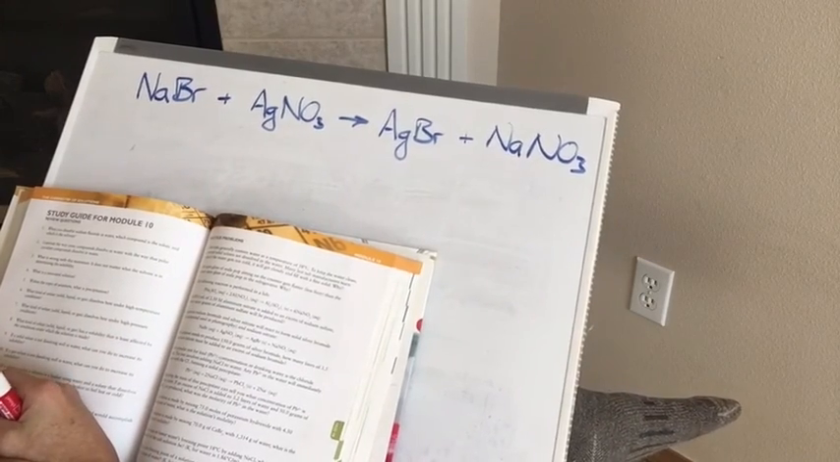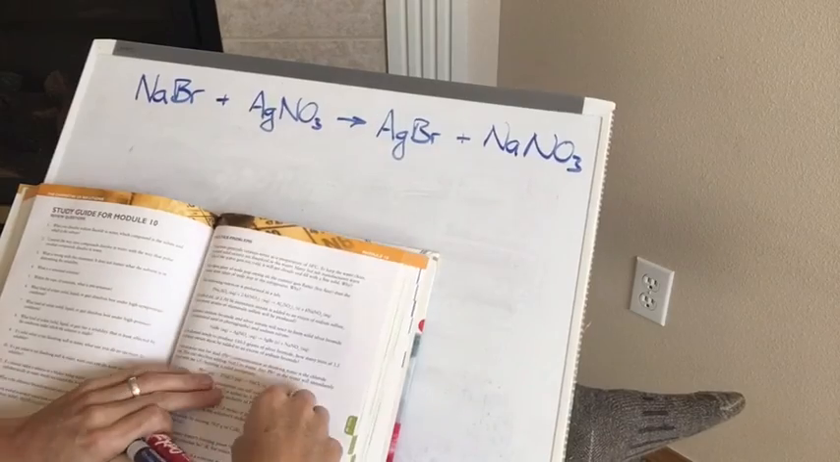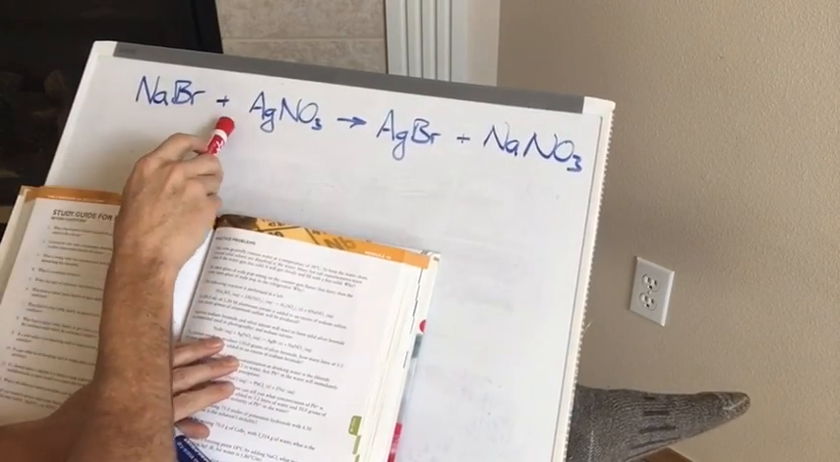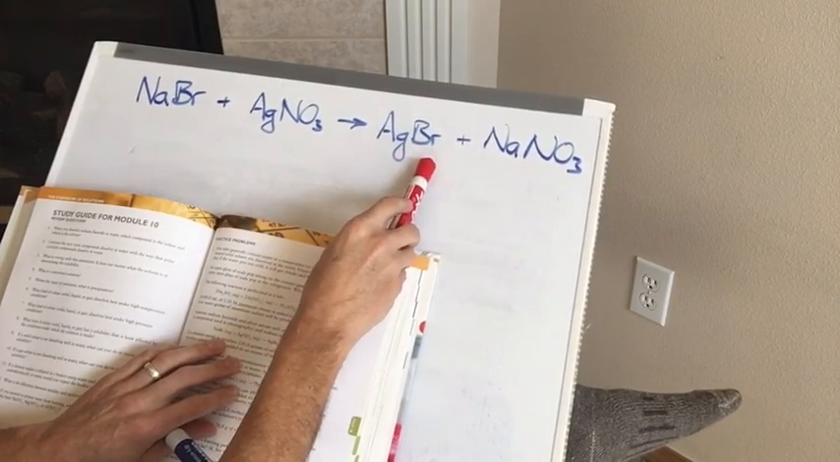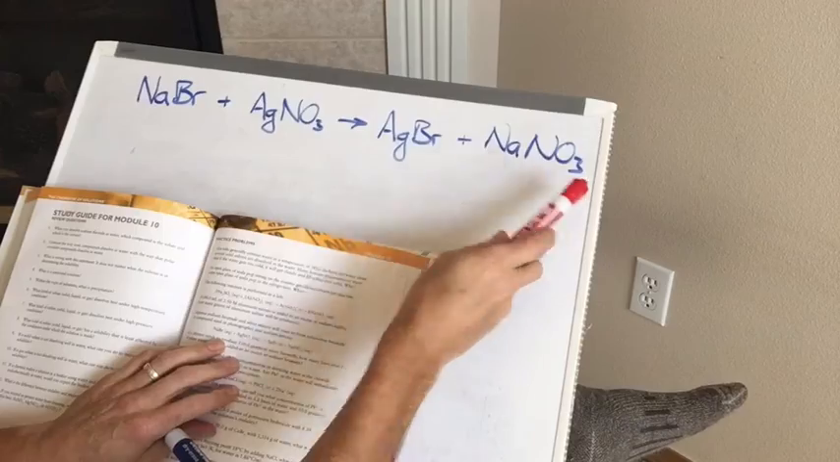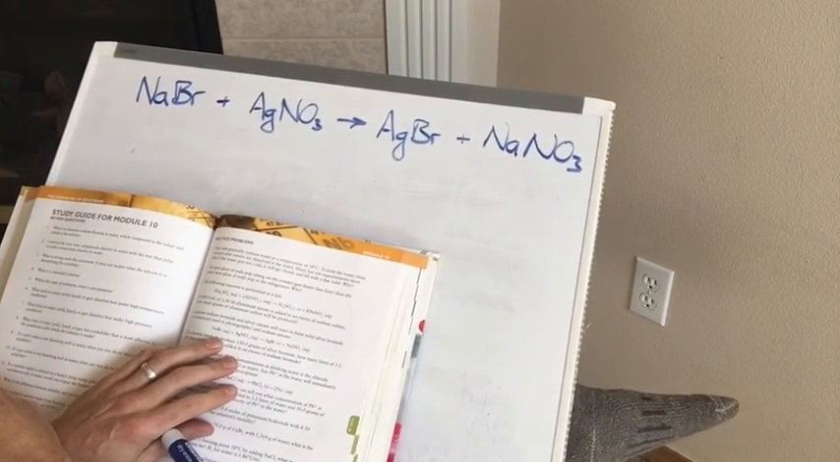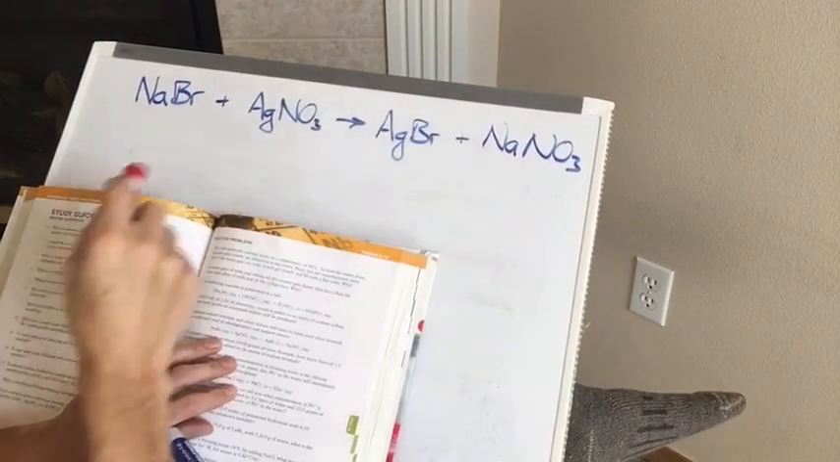Okay, this is Module 10, Practice Problem 4. The question has a chemical reaction: sodium bromide plus silver nitrate turns into silver bromide plus sodium nitrate. Notice the nice thing about this particular question is all the stoichiometric coefficients are 1 because they're not written.